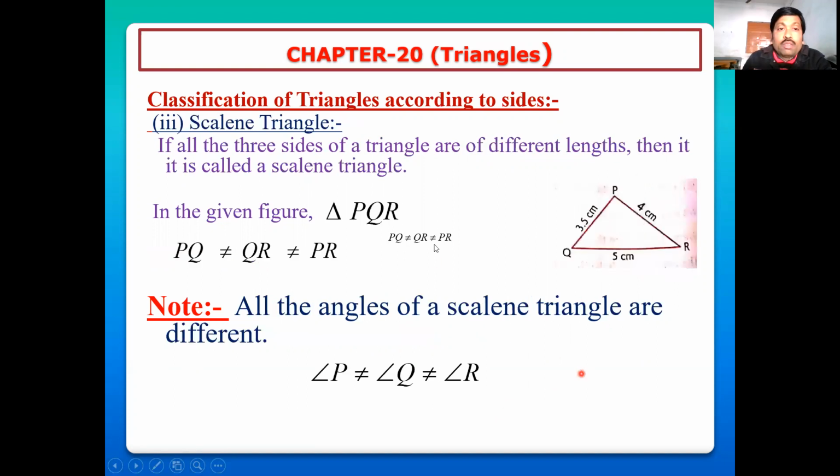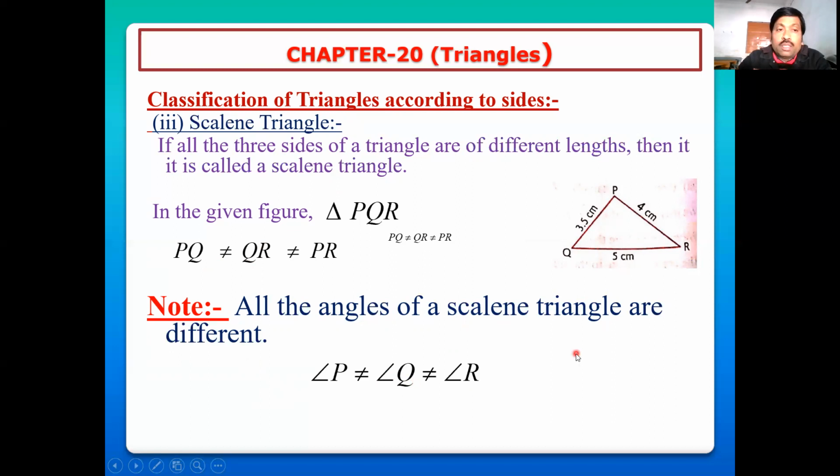Okay. Now, scalene triangle. If all three sides of a triangle are of different lengths, here we see PQ, PR and QR all have different lengths, then it is called a scalene triangle. It means here we see PQ is not equal to QR and QR is not equal to PR. So note, all the angles of a scalene triangle are different. Angle P is not equal to angle Q, not equal to angle R.